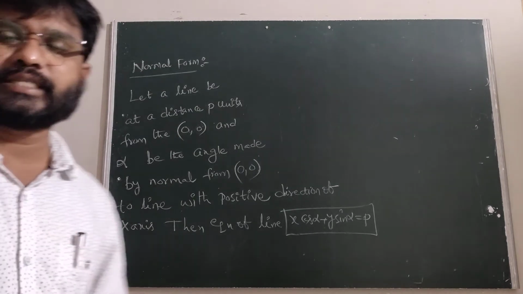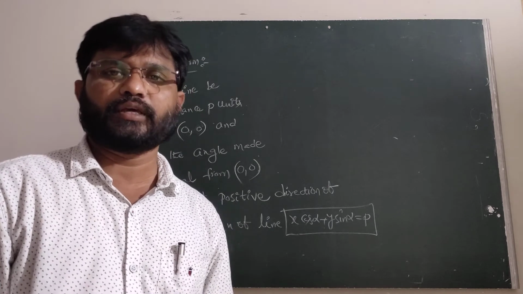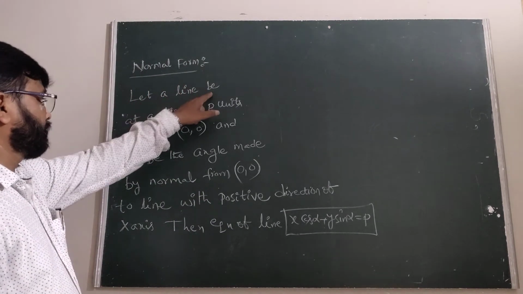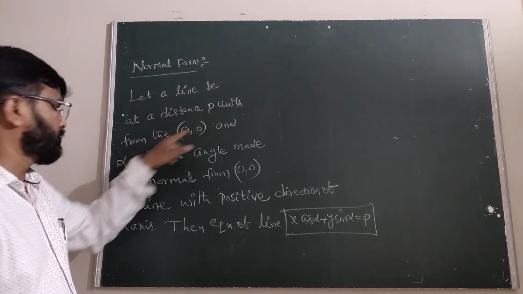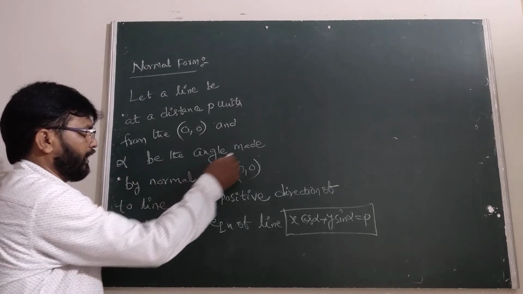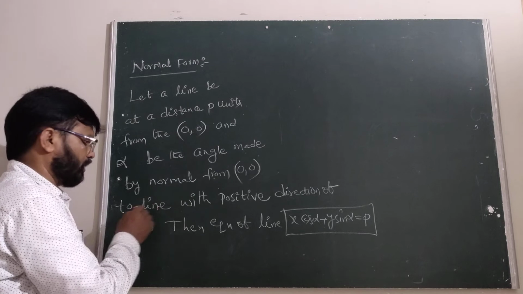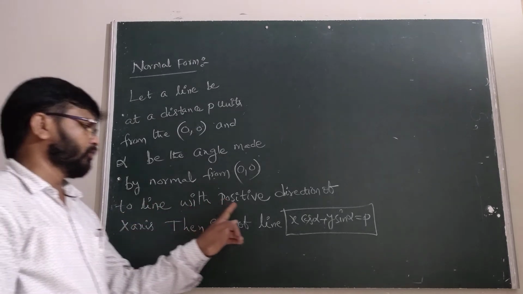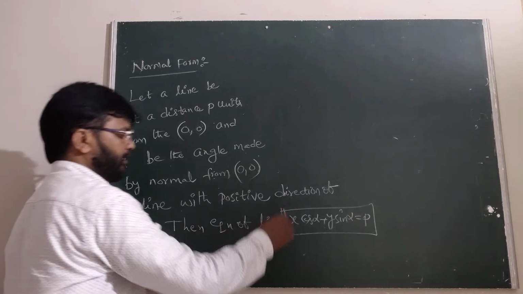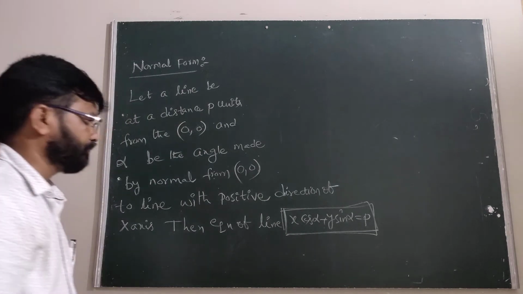Now we are going to discuss the equation of the straight line in the normal form. So let there be a line at a distance p units from the origin and alpha be the angle made by the normal from the origin to the line with the positive direction of the x-axis. Then the equation of the line is x cos alpha plus y sin alpha equal to p.